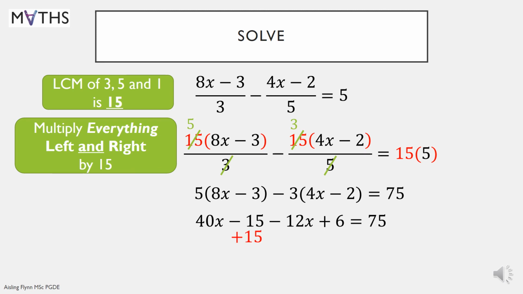So we're going to add 15 to both sides. Okay, that gets rid of that one. Take 6 from both sides. And then if you do your 40x minus 12x, you're left with 28x equals, put the numbers together on the right, you'll have 84. So 28x equals 84. Divide by 28 on both sides, and you get 1x equals 3.